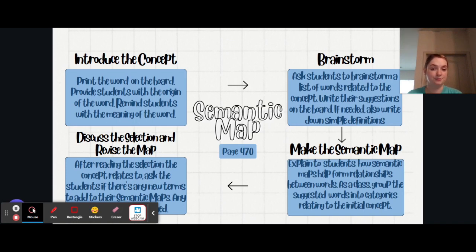You then want to brainstorm with your students. You ask students to brainstorm a list of words related to the concept. You'd write their suggestions on the board, and if needed, also write down simple definitions relating to those words. So students may call out words relating to geography like peninsula, river, ocean, volcano, mountains, valleys. You then want to actually make your semantic map. Explain to students how semantic maps help form relationships between words. How are these groups of words similar to each other, or how are they different?